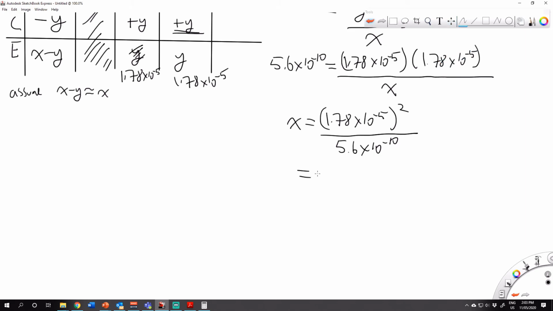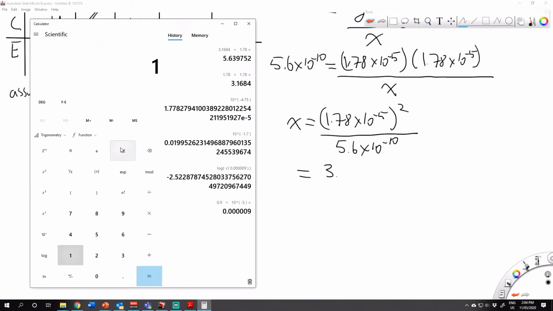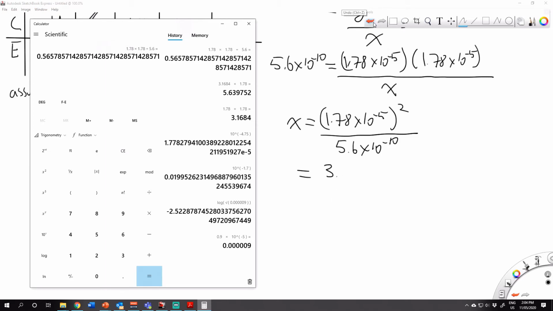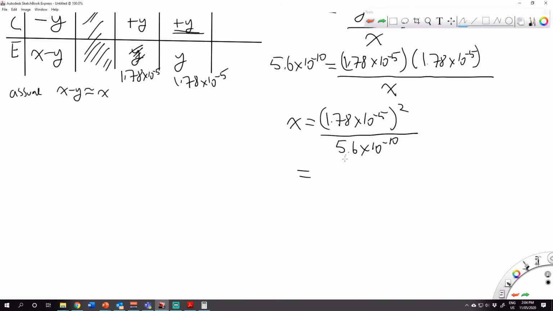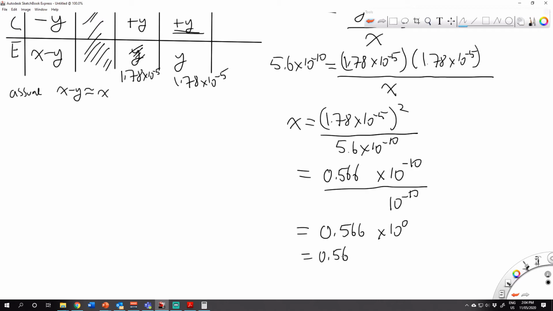Putting this into our calculators, we will get the following. Okay, 1.78 times 1.78 divided by 5.6, 0.566. 0.566 times 10. 10 to the negative 5 squared is 10 to the negative 10. Divide this by 10 to the negative 10. So it looks like x will be 0.566 times 10 to the 0, or 0.56, and that'll be in molar.